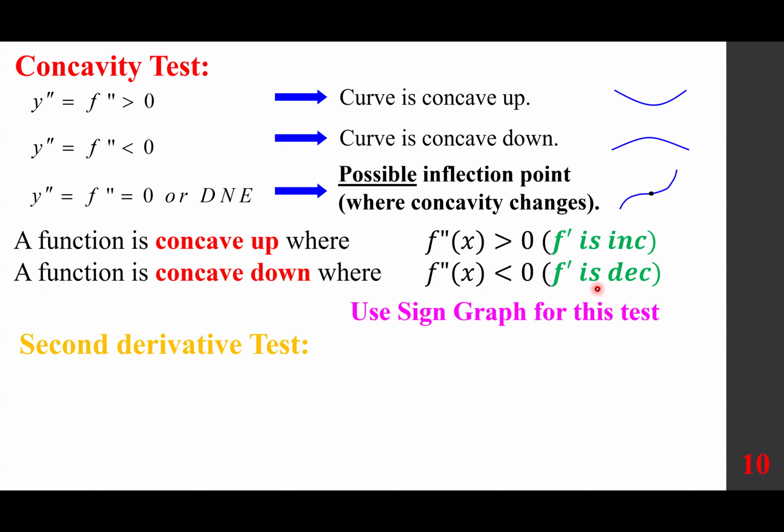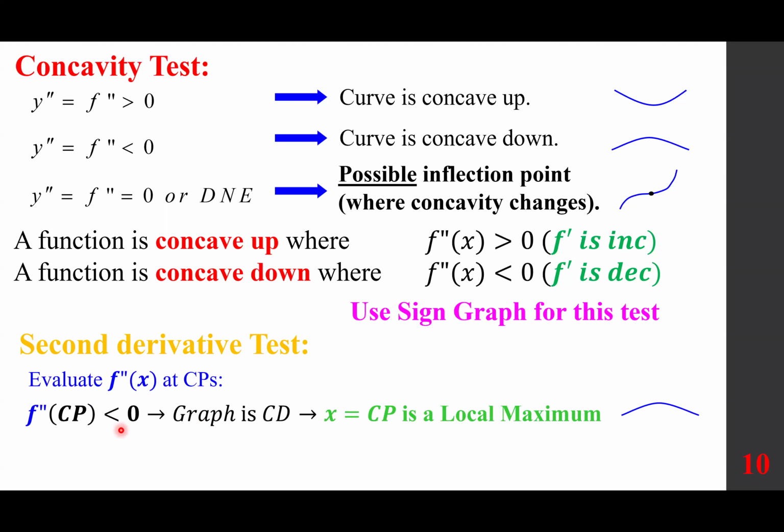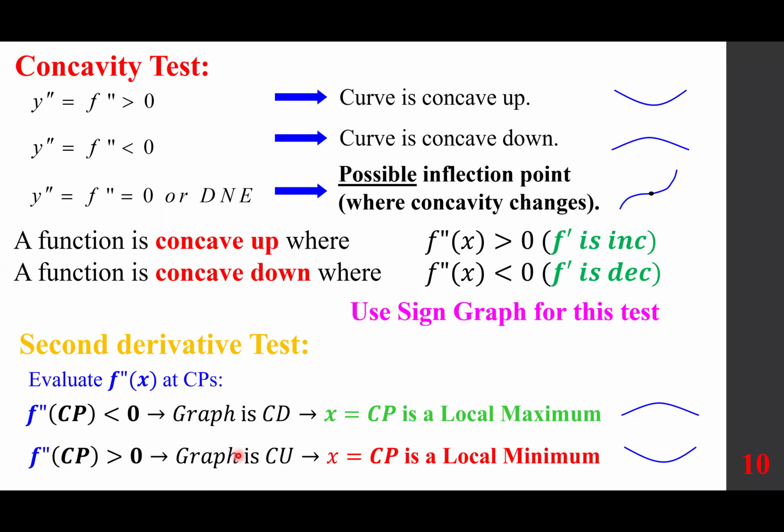Second derivative test. We have the critical points by setting f prime equals 0 or doesn't exist first. Then we evaluate f double prime at those critical points. CP is short for critical points. And we are interested in the sign. It either becomes positive or negative. If it's negative, then the graph is concave down, looking like that. So this must be a local maximum. On the other hand, if it's positive, the graph must be concave up. If the graph is concave up, that must be a local minimum. So that's the second derivative test.